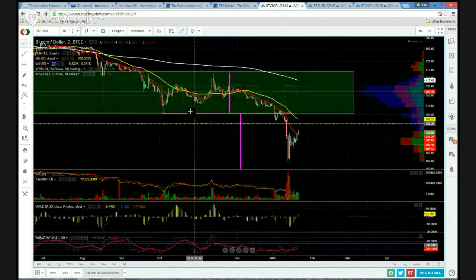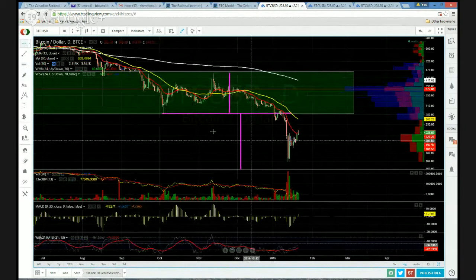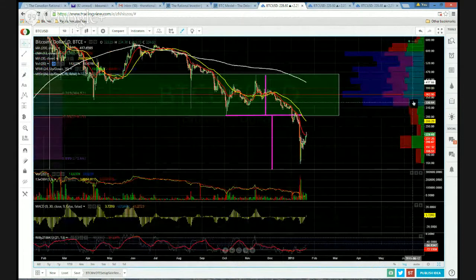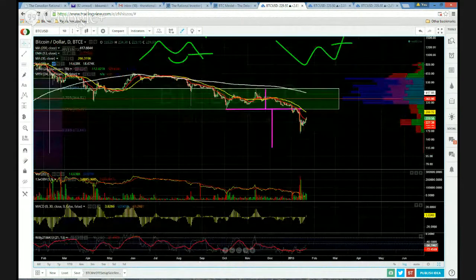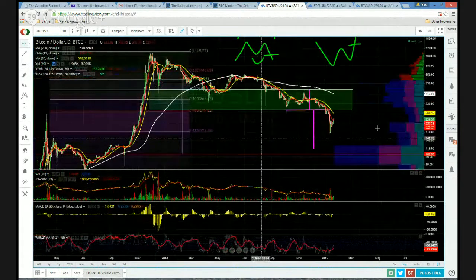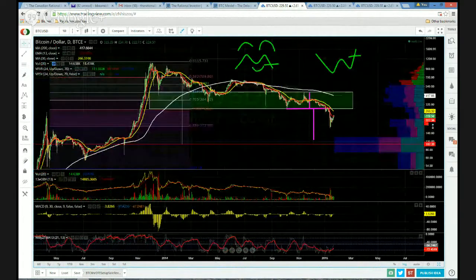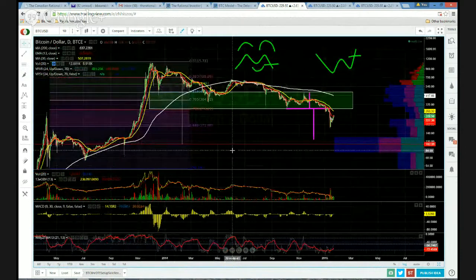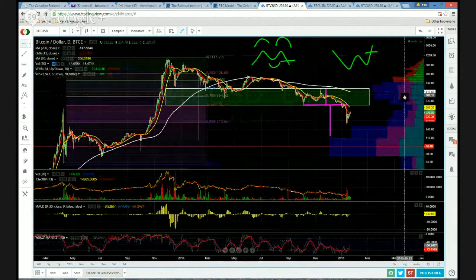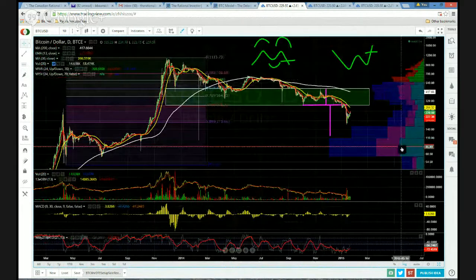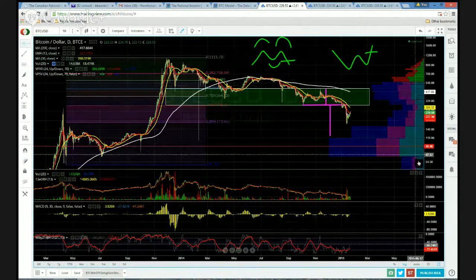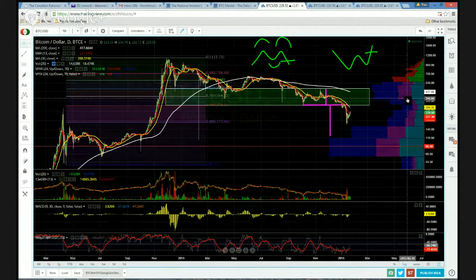So looking at it from a bigger perspective, there's still a lot of pain here, right? Market structure wise, we're nowhere near a bottom. I thought it was interesting. I'll just sort of finish off this summary. If we look at who actually owns these coins and where they own them from, this graphic that you see on the right hand side of the screen is a really helpful tool. It's called the volume profile.